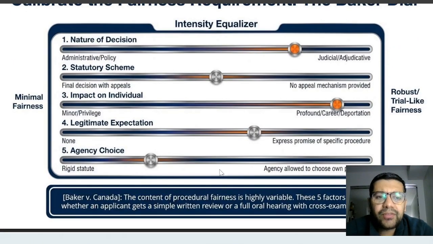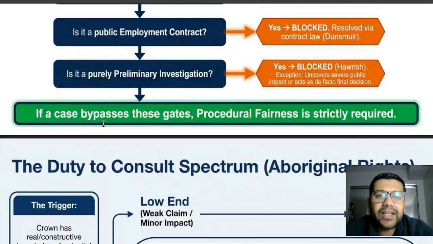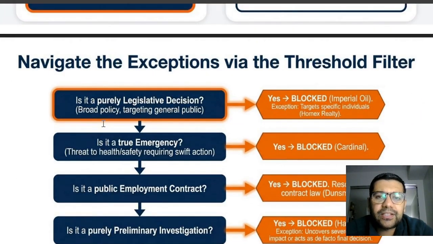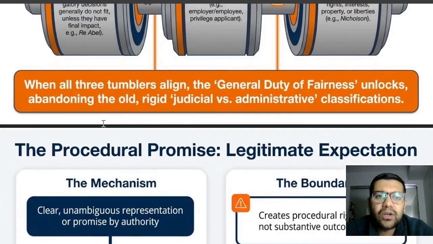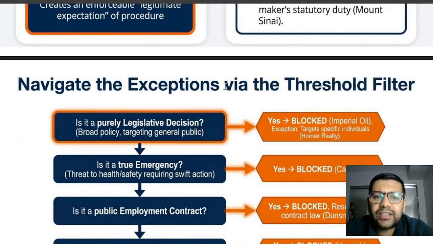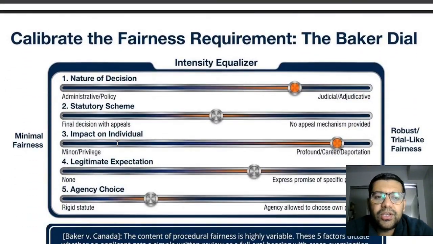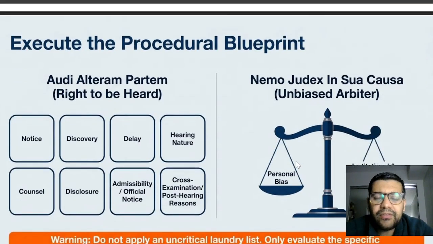And these are the Baker five, by the way: nature of decision, statutory scheme, impact on individual, legitimate expectation. As I said, legitimate expectation comes twice. You have to check the legitimate expectation right along with the three prongs. At that point in time you can check the legitimate expectations, and then the agency choice. So these are the five.